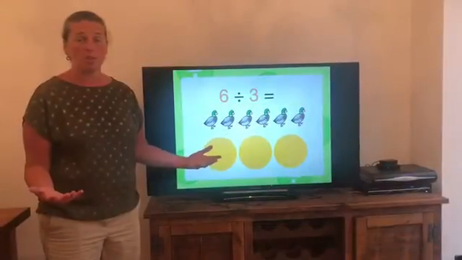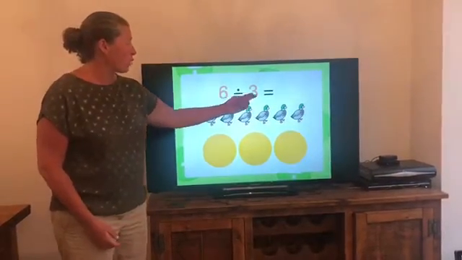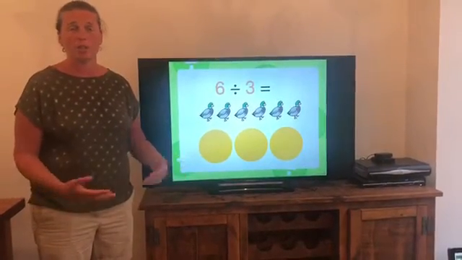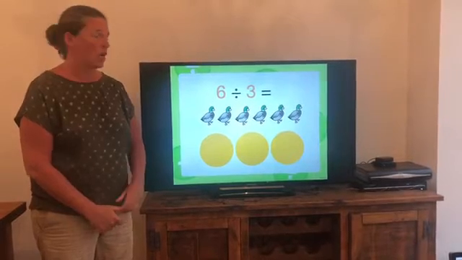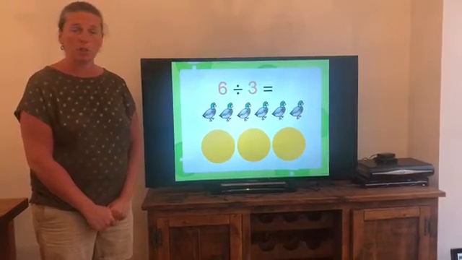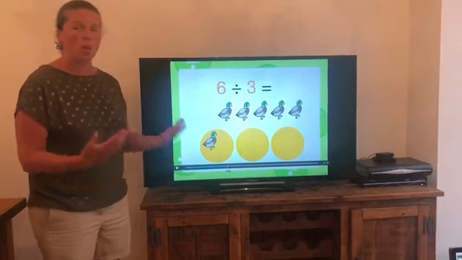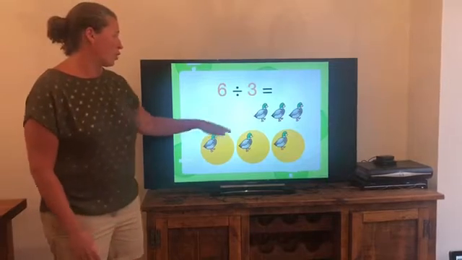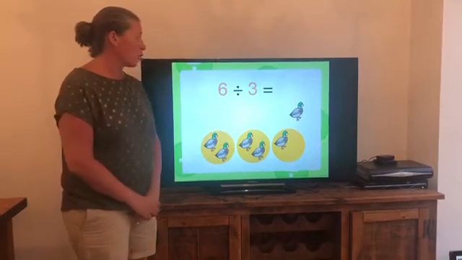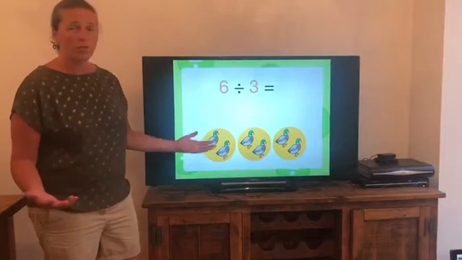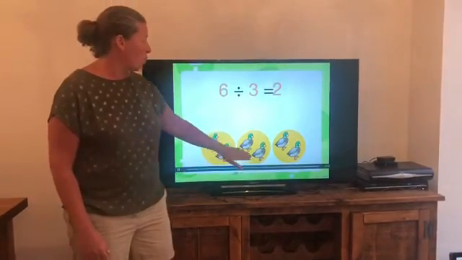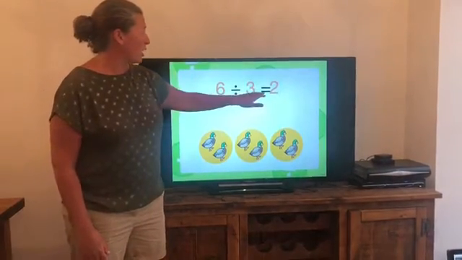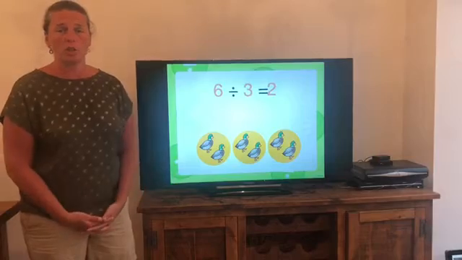So our next division sum is 6 divided by 3 equals what? We're going to be using ducks this time to see how many ducks are shared equally amongst our 3 children. Now the ducks are going to start moving into each circle. So then we can see what is the total amount of ducks shared equally amongst our 3 children. The first 3 ducks have moved in. Now our last 3 are moving in. So if you can count with me, we've got 2 ducks per child. So our sum is 6 divided by 3 equals 2. So each child gets 2 ducks.